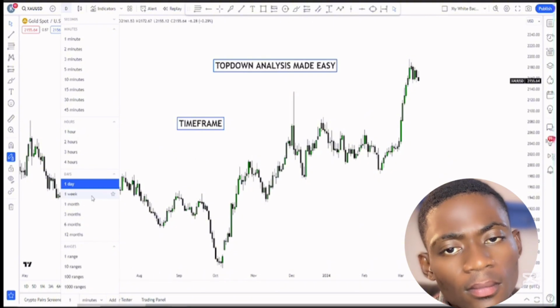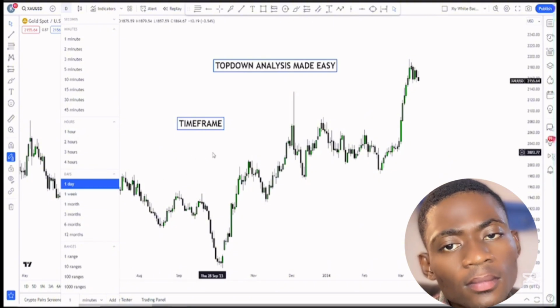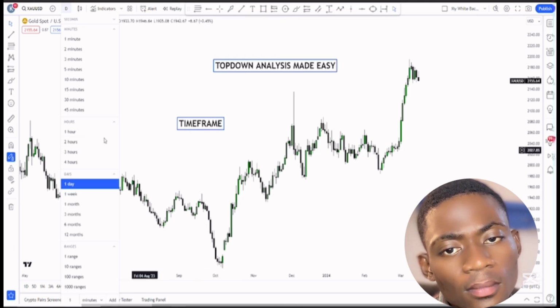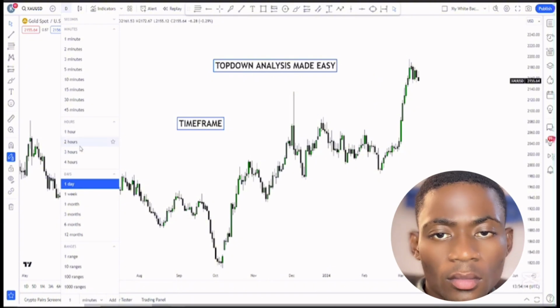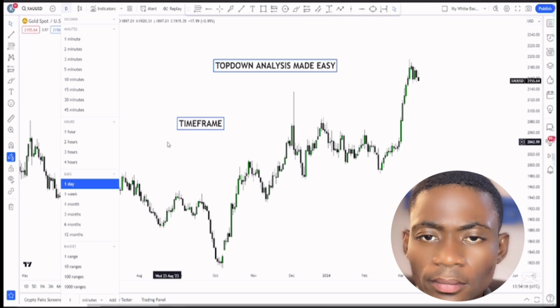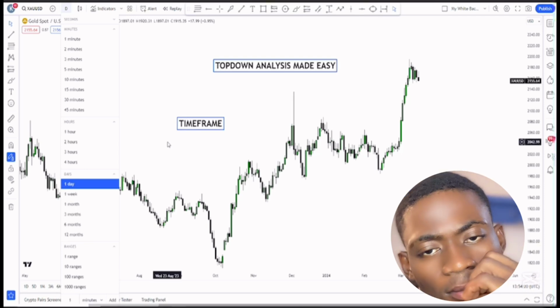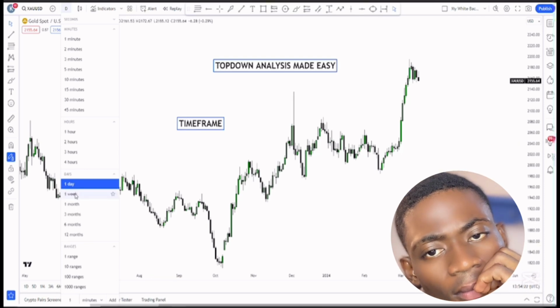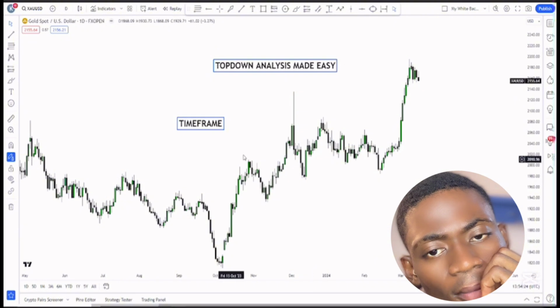If you are looking at the weekly time frame or the monthly time frame, that may not be really relevant to you. But if you want to be very effective in your analysis, you can use the daily, the 4 hour, the 1 hour, and then downward. All right. So I'll be using the daily time frame as my highest time frame. So I don't care to know what is happening on the weekly or the monthly. All right. So it's important.